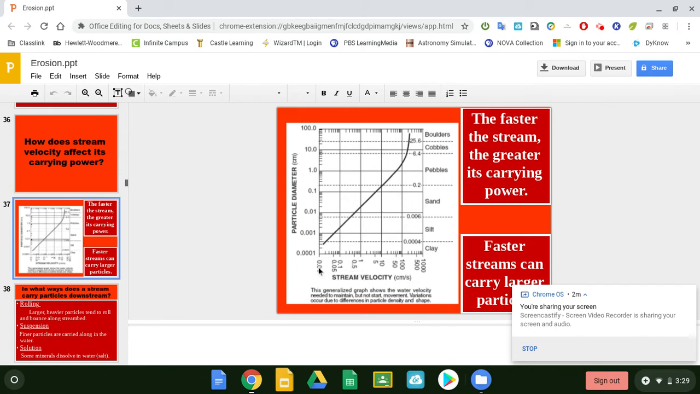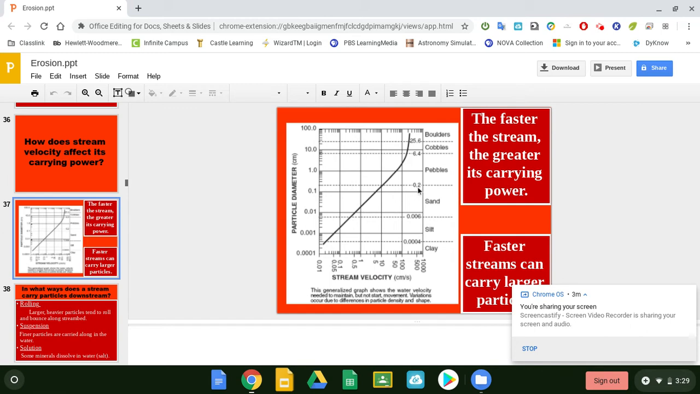So over here, really, really slow stream, almost still, not really carrying anything until you get to this point. And then you're starting to carry. The second the water moves, you pretty much are carrying clay in it because a lot of times the clay will end up being dissolved in the water or really, really light. Then as the speed increases, you will see the size of the particle increases. So we have a direct relationship.